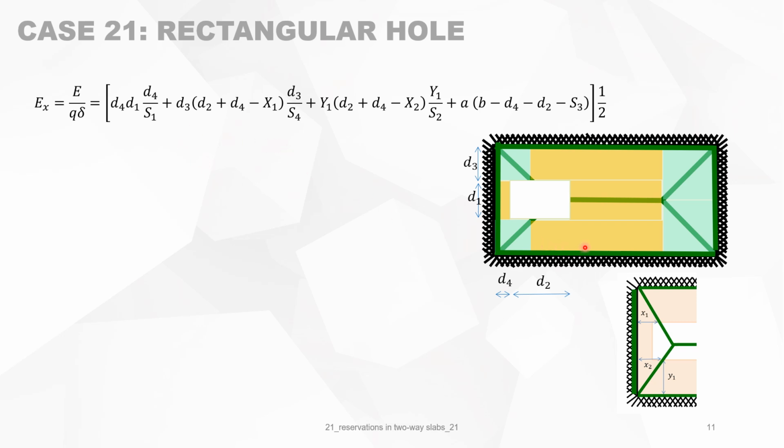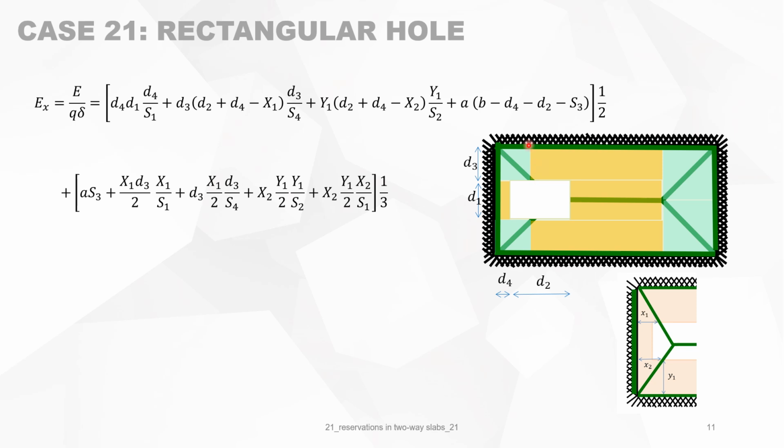Then we go to this rectangle here. You have then, of course, d2 plus d4 minus x1. It's from there to there, minus the x1, multiplied by d3. And the maximum deflection is d3 over s4, and the mean is half of it. So we do it for this part, we do it for this part, and then the last part is, of course, the distance. It's b minus s3 minus d2 minus d4. And then multiplied by a, and the maximum deflection is delta over 2.